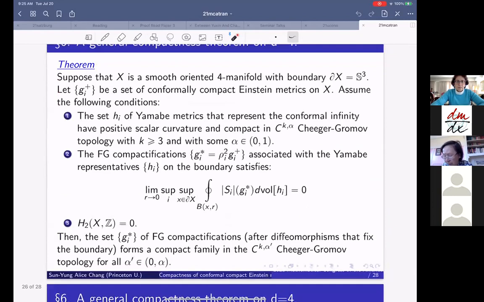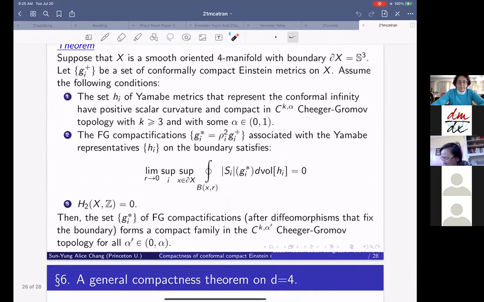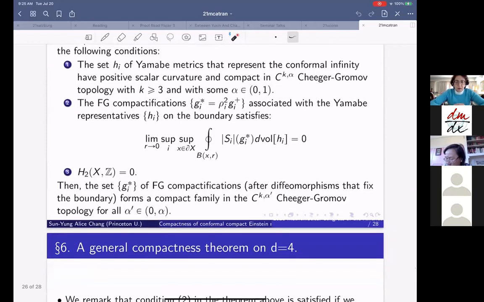So the statement of the theorem is the following. Suppose we have a four manifold and we have a boundary condition on H. And suppose my S tensor for the sequence has the following assumption: it vanishes locally weakly in L1, the L1 norm vanishes. Let me explain that condition later. With the topological assumption, then we reach the compactness.